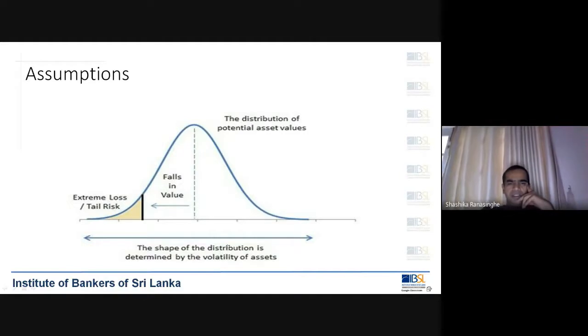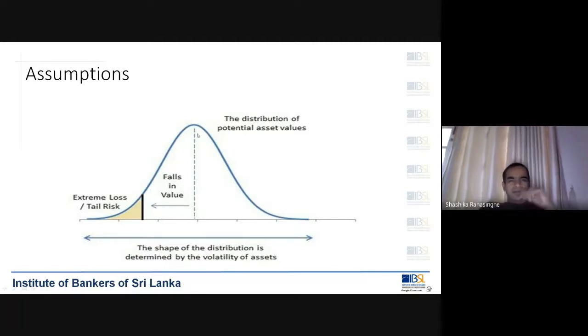The shape of the distribution is determined by the volatility of the asset, right? So if the asset is more volatile, you might have even further distributions. The tail might extend further, something like this, then the height will be a little less. But if the volatility is much less, then you will have a taller curve where the tail is much shorter.